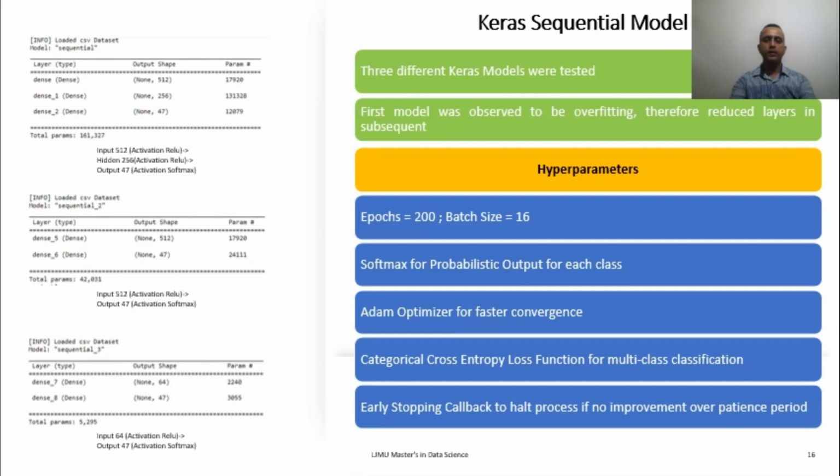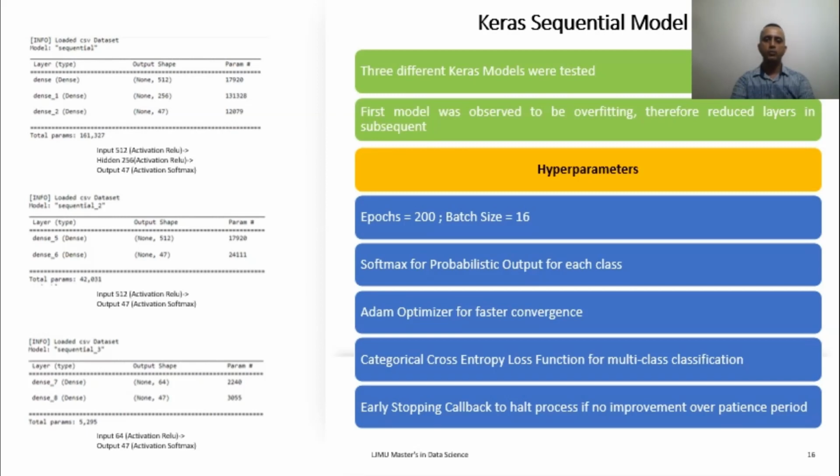The first model had an input layer of 512 neurons activated by rectified linear unit ReLU, followed by 256 neurons also employing ReLU activation, and the final layer having neurons equivalent to classification categories, that is 47, and employing softmax activation. The second model had an input layer of 512 neurons activated by ReLU function, followed by a final output layer of 47 neurons having softmax activation. The third model was similar to the second model, with the only difference being in the reduction of input layers to 64 only. A brief on the hyperparameters.